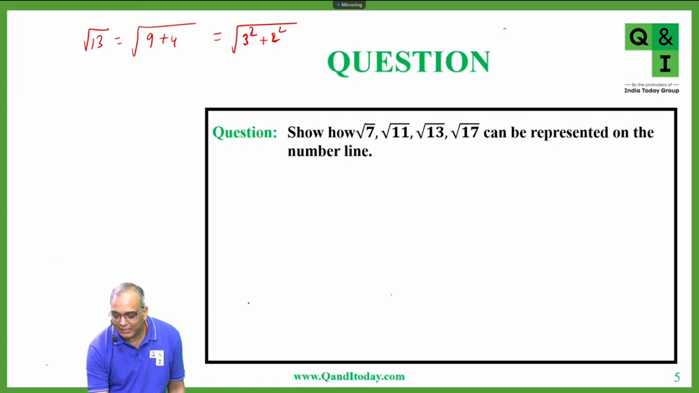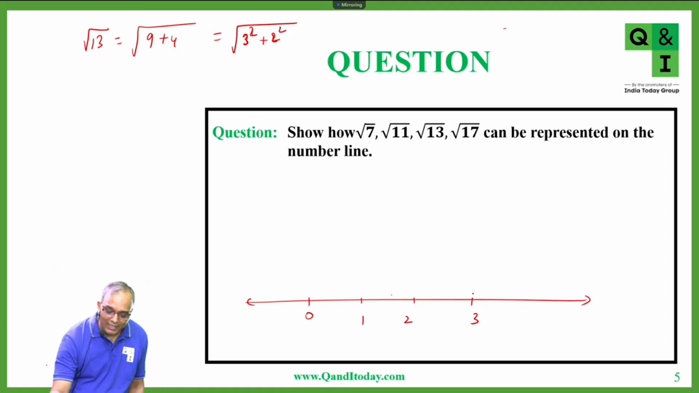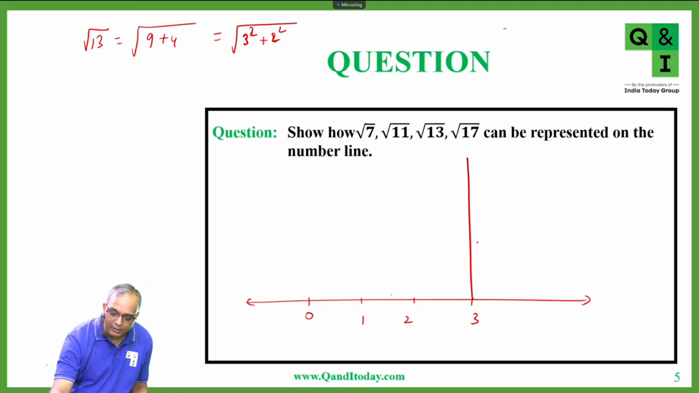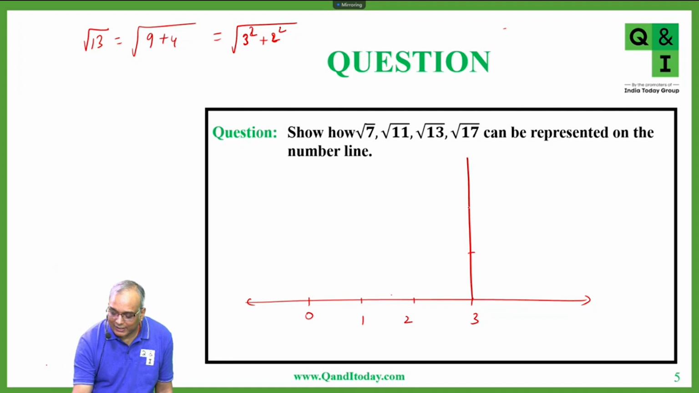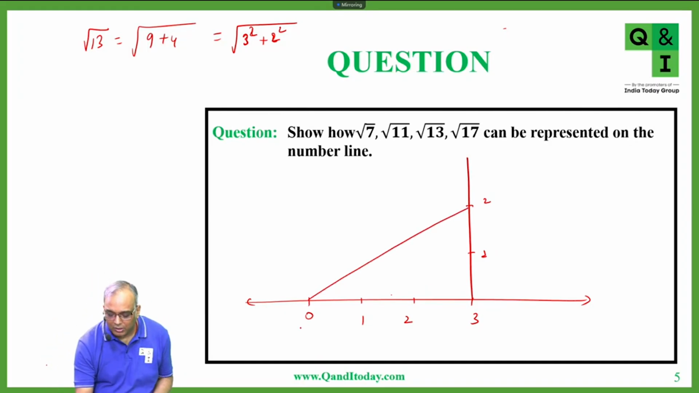We'll draw the number line. Once we draw the number line, we take the origin and then we cut 3 units here: 1, 2, and 3. Now at 3, I will draw a perpendicular, right? And I'll cut 2 units here, 1 and 2. I'll join the origin 0 with that point 2. So let's say this is O, this is A, and this is B.